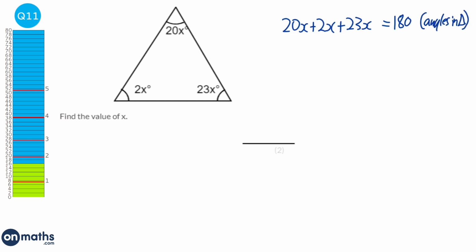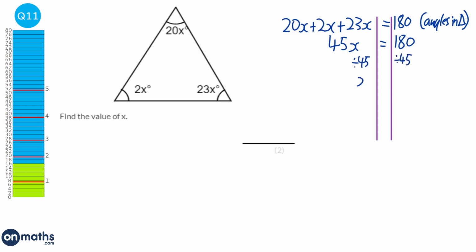Okay, let's get our tramlines in, because we've got algebra and we're solving here. On the left hand side we need to add these x terms together. So 2x plus 23x will be 25x, plus the 20 will be 45x. To get x on its own, we're going to divide both sides by 45, and we're going to end up with x equals 4.